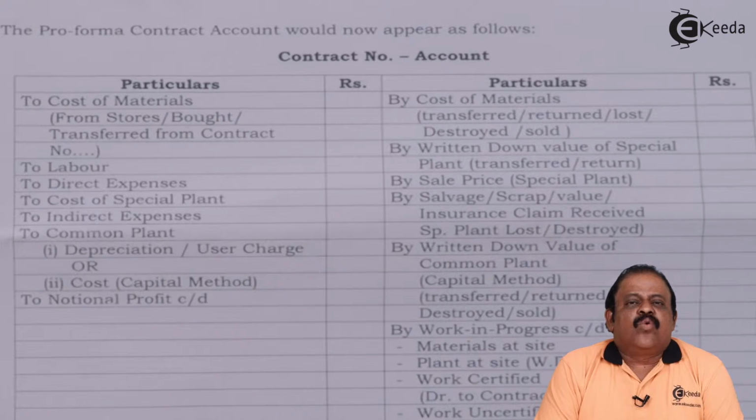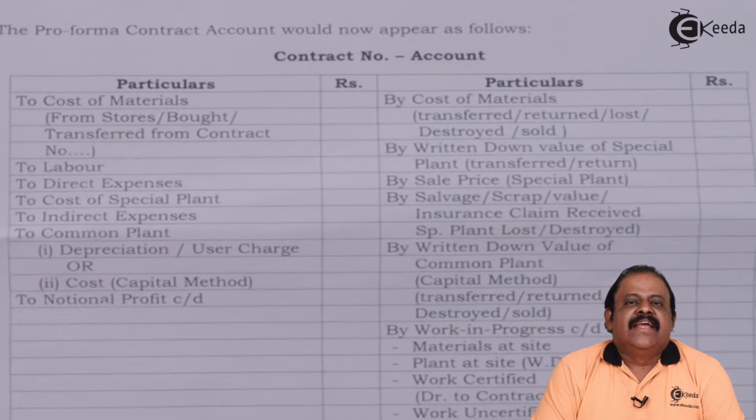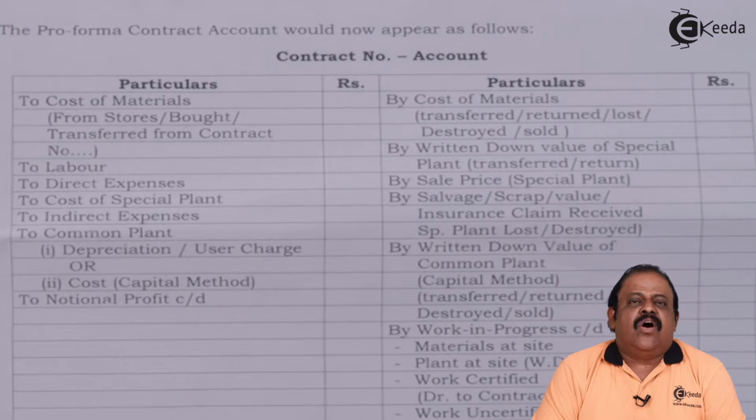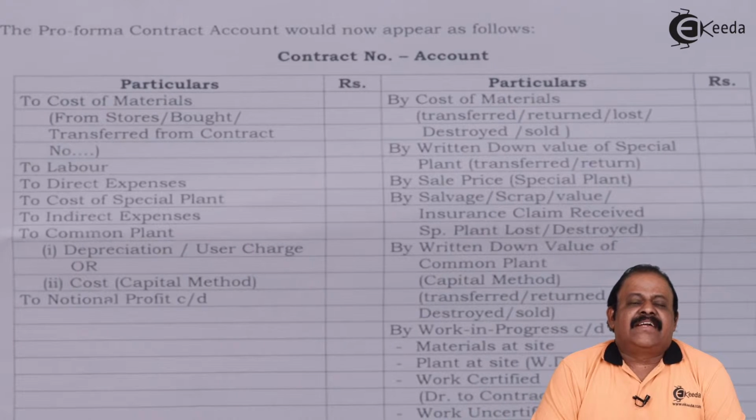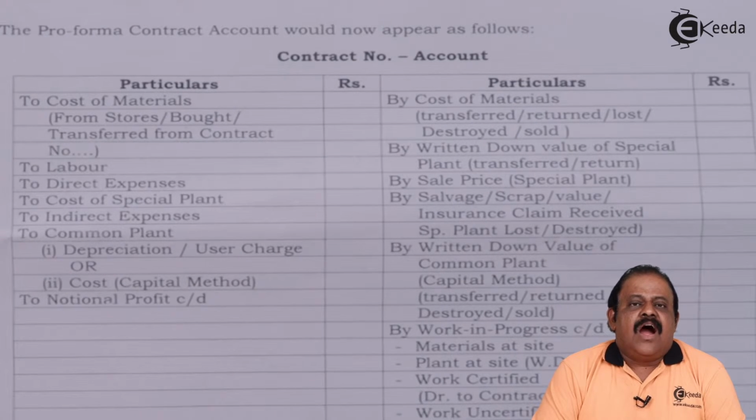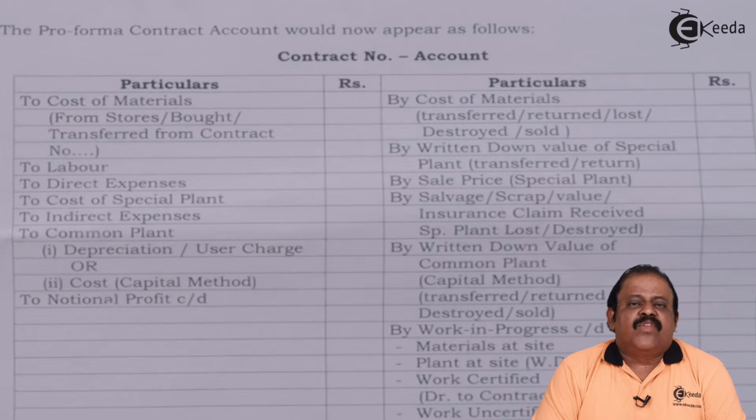In that case, the rule says that we are required to calculate profit even on an incomplete contract by preparing the contract account. Such profit is called notional profit, or if there is a loss, it will be called notional loss. If there is a notional loss on an incomplete contract, the entire amount of notional loss will be transferred to the profit and loss account. How to treat the amount of notional profit, we'll be discussing afterwards.